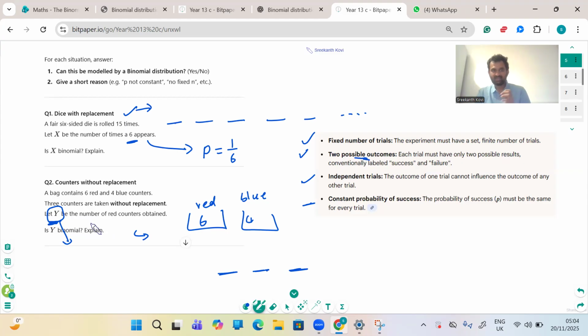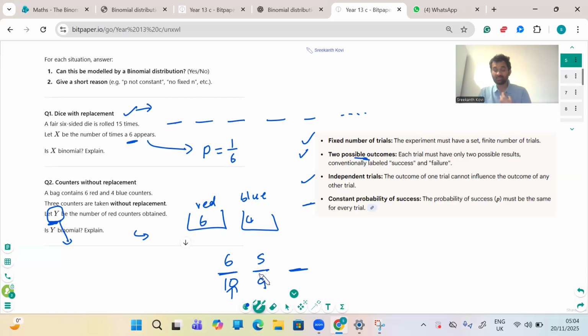So Y is the number of red counters obtained. So we are looking for the probability of getting a red counter in each experiment. Each line represents each time you are doing the same thing. When you do it for the first time, the probability of getting red is 6 divided by 10. We have to see if this probability is consistent across every experiment. And for the second time, when you take one more counter, the probability of getting red is 5 divided by 9.